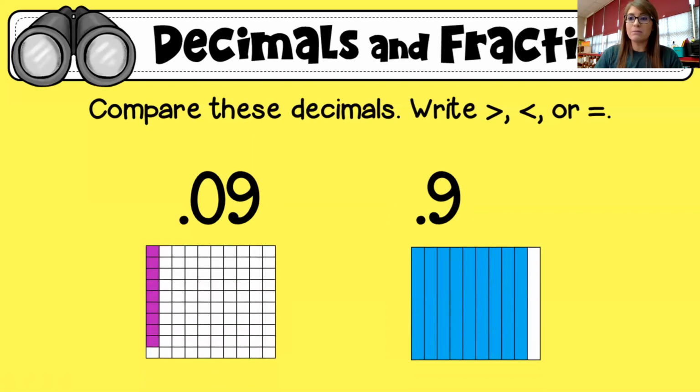And if you look here in these models, there is a clear difference between the two, 9 hundredths and 9 tenths. So that means that 9 hundredths is less than 9 tenths.